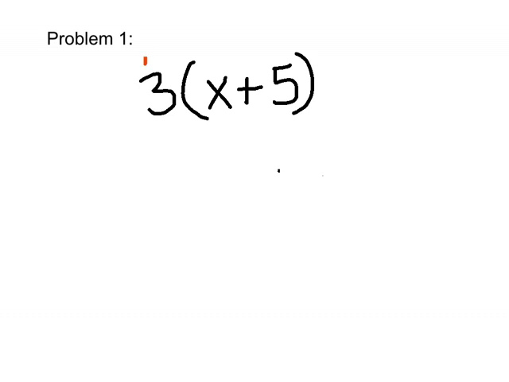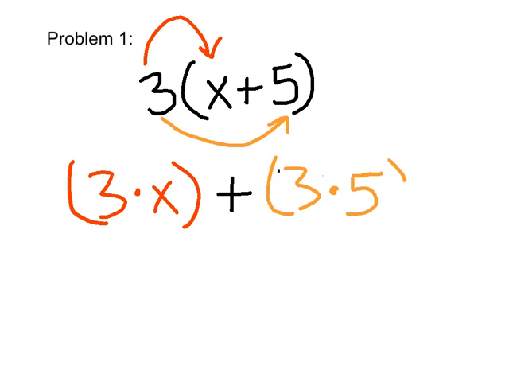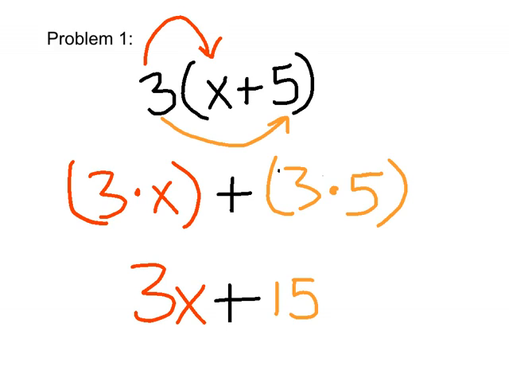Alright, here we go. First I take my 3 and I multiply it to x. 3 times x. Then I take my plus and I bring it down. So I get my plus. And then I take my 3 and I multiply it to 5. 3 times 5. And from there I just have to simplify. 3 times x is 3x. My plus comes down, and 3 times 5 is 15. And I'm done.